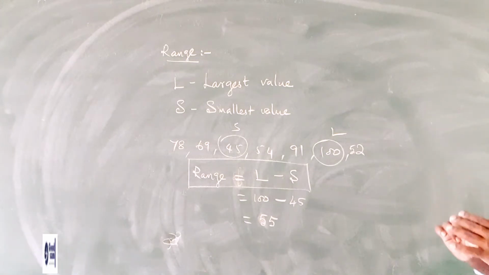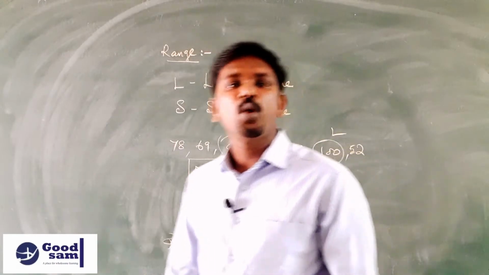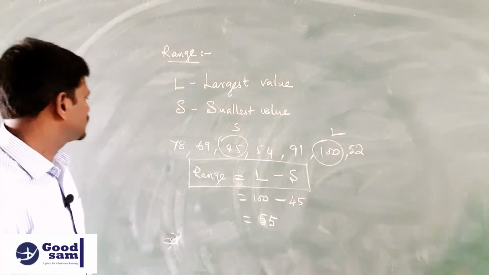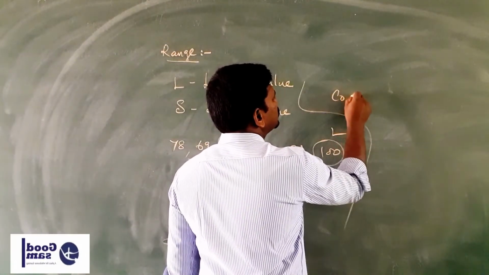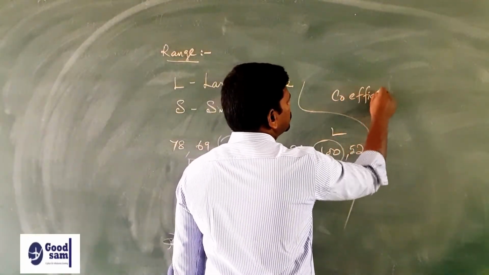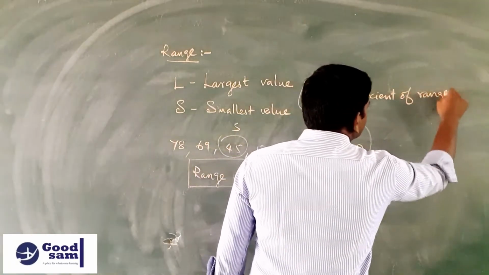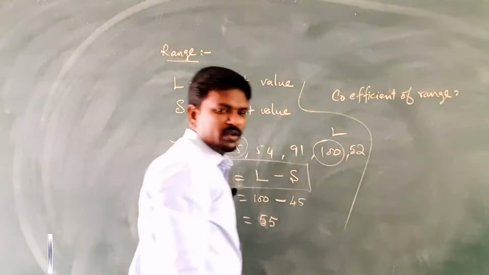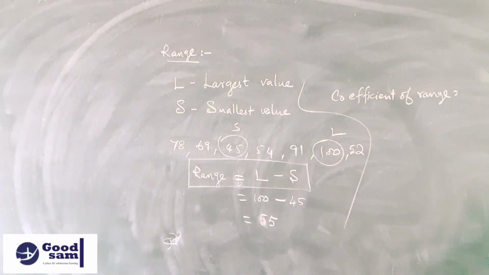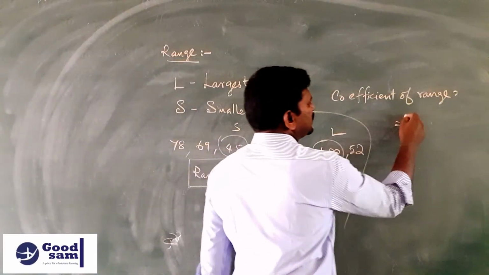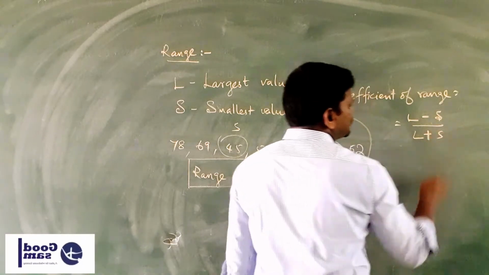So this is the way to find the range of the data. Then if they are asking the coefficient of range, this is also very simple. Coefficient of range is equal to L minus S by L plus S.